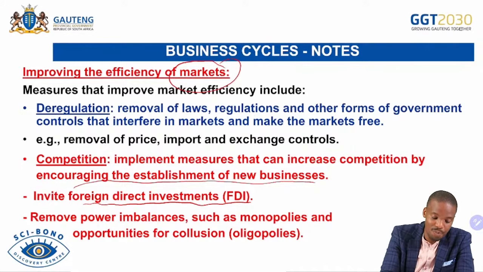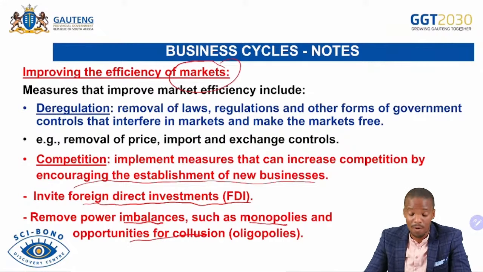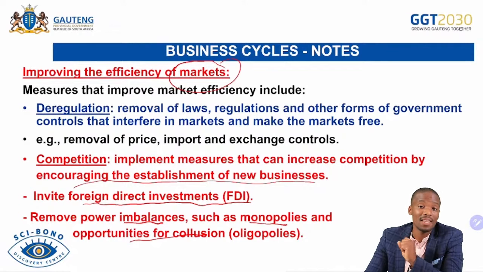Removal of power imbalances such as monopolies and opportunity for collusion. Remember when I said monopolies, it is where you'll find that there's only one company that is supplying a certain product or a certain good. That on its own creates supply constraints.